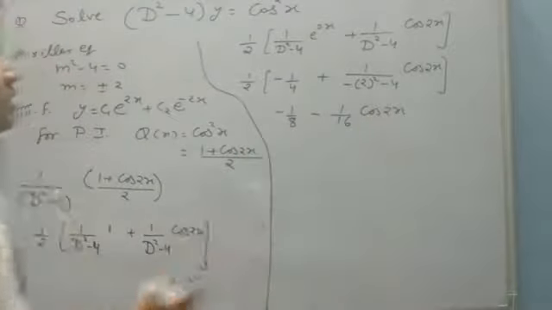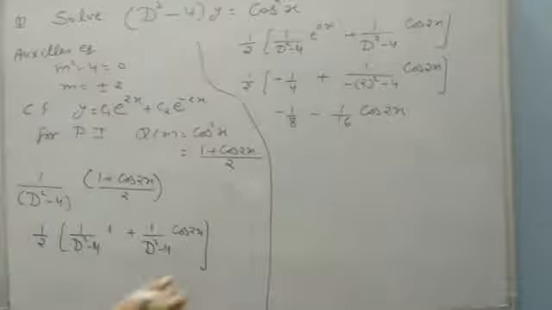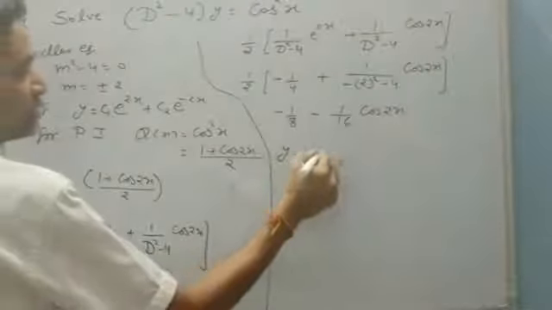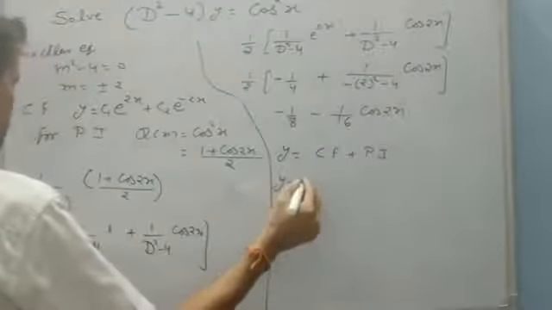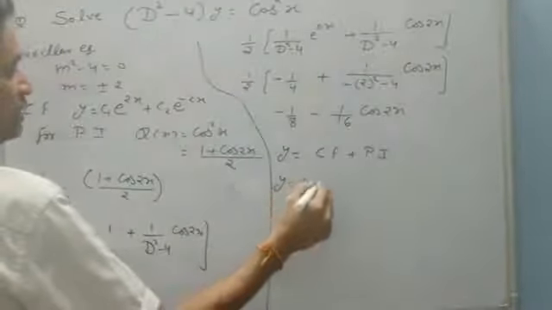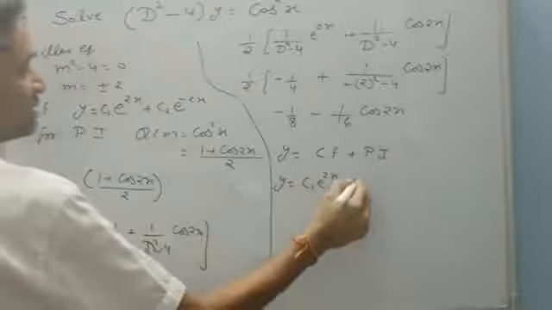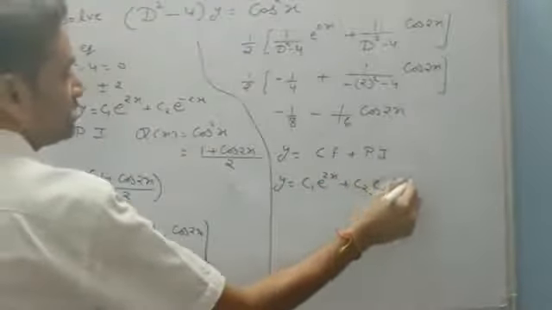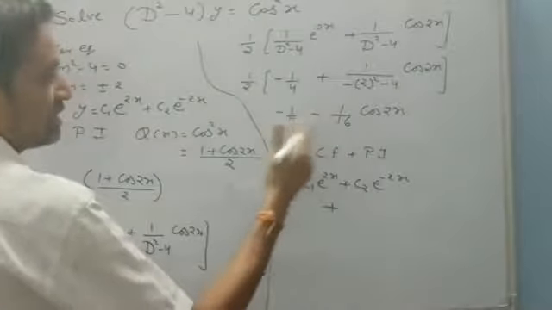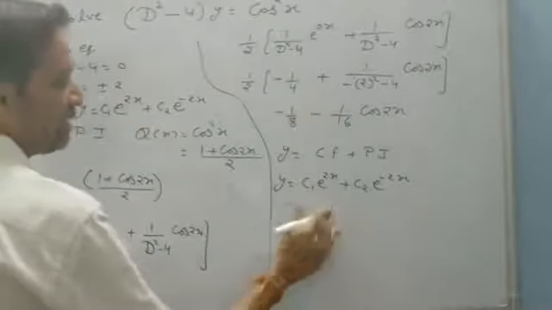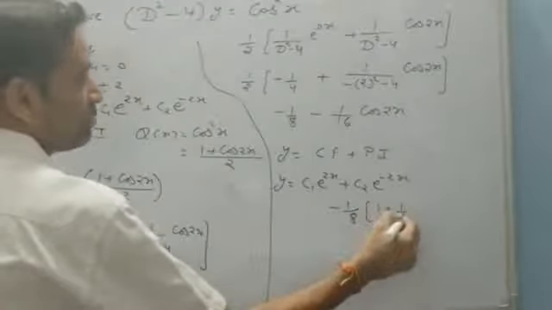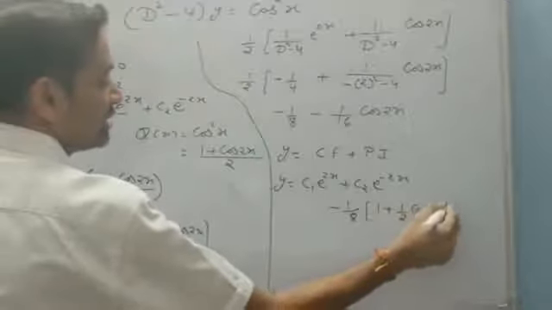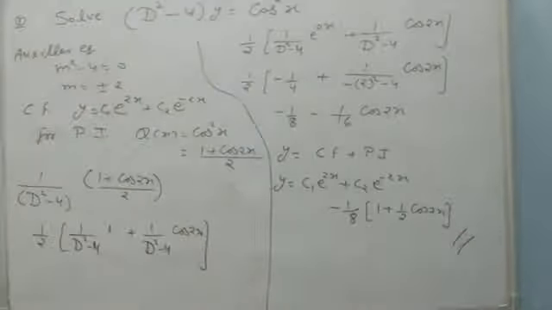This is our PI. So the complete solution y equals CF plus PI, or I can say y equals c1 e to the power 2x plus c2 e to the power minus 2x plus, here I can write minus 1 by 8 outside, so minus 1 by 8 (1 plus 1 by 2 cos 2x), is the required solution of the given differential equation.